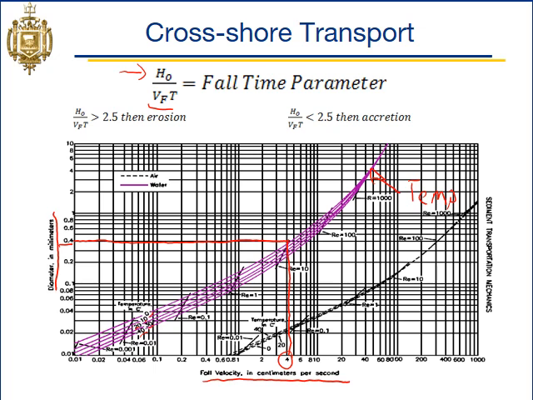And then once we calculate the fall time parameter, we can compare that to 2.5 to see if we're going to get erosion or accretion.